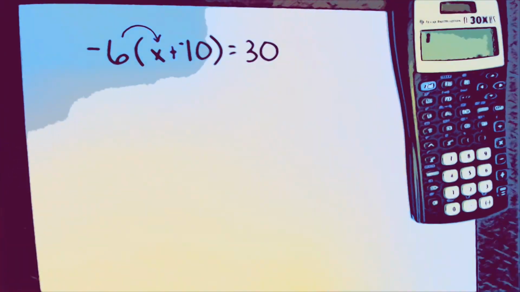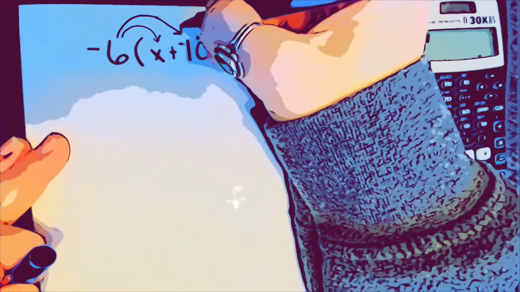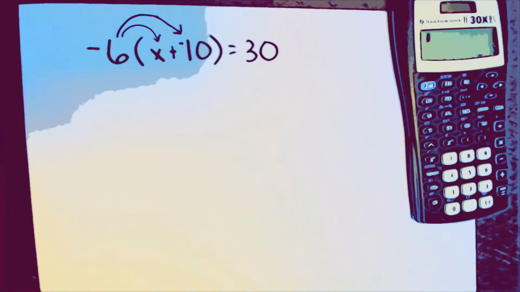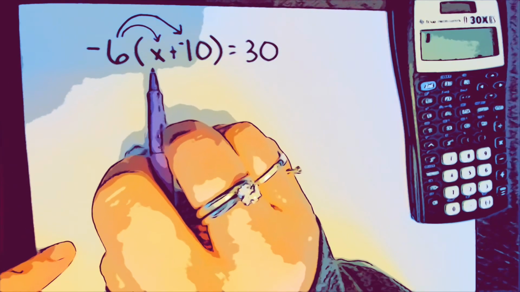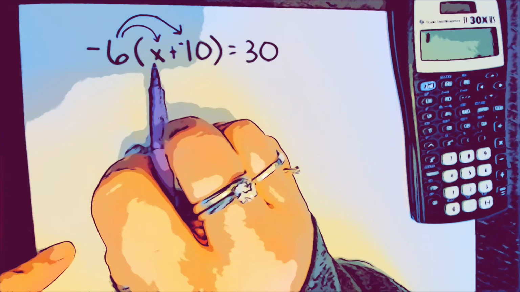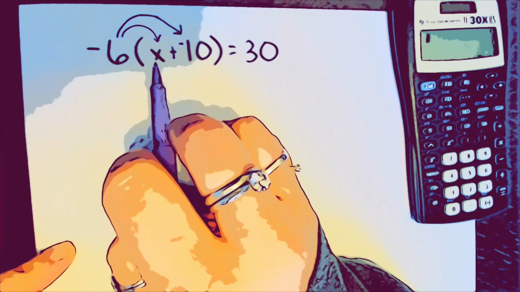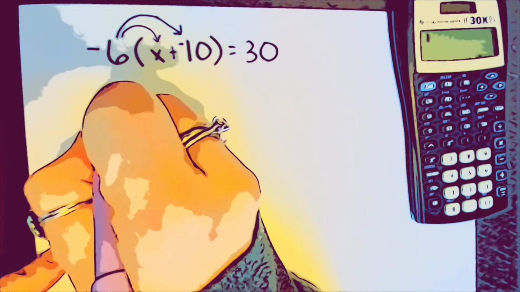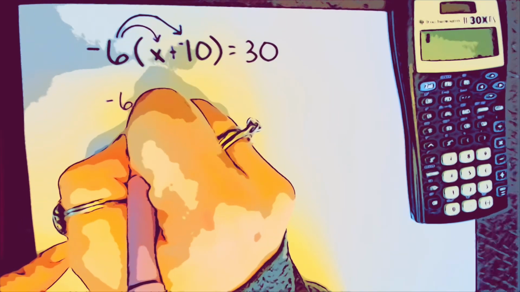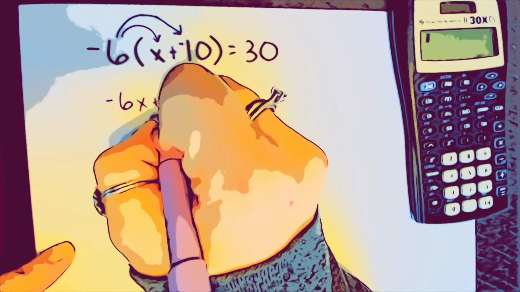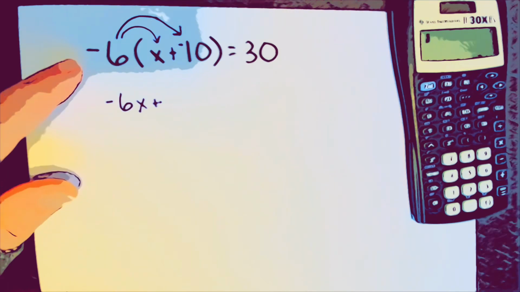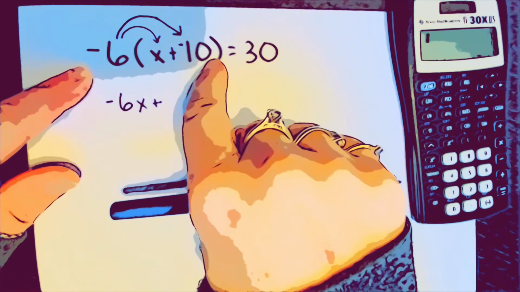So the first part would be to say -6 times x, and the next step would be to say -6 times -10. So let's do that first step. -6 times x. If I have 6 negative x's, how many x's do I have? I have -6x. So -6 times x is -6x. I'm going to bring down this addition symbol. And then the next step would be to say -6 times -10.